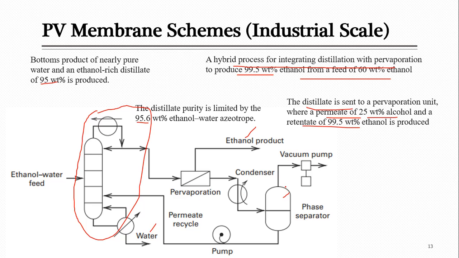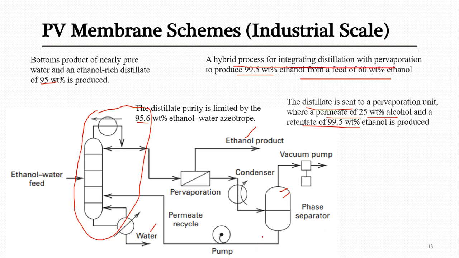The component which is in the form of vapor is just separated from here, and the other, which is in the form of liquid, is pumped back to this main distillation unit, because we don't want to waste this sufficiently large amount of alcohol.